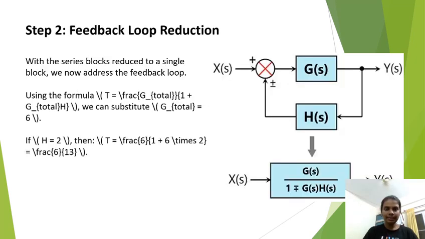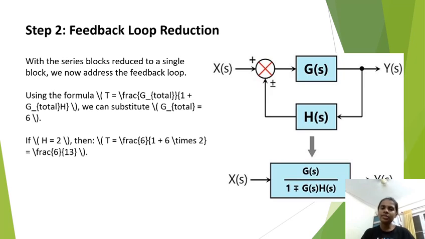The next step is feedback loop reduction. When the series blocks are reduced to a single block, we now address the feedback loop using the formula T = G total / (1 + G total times H). We can substitute G total equal to 6. If H equals 2, then T is equal to 6 / (1 + 6 times 2), that is equal to 6/13.